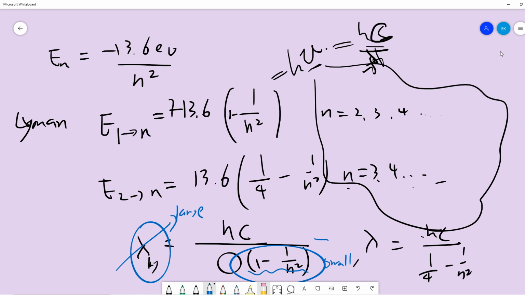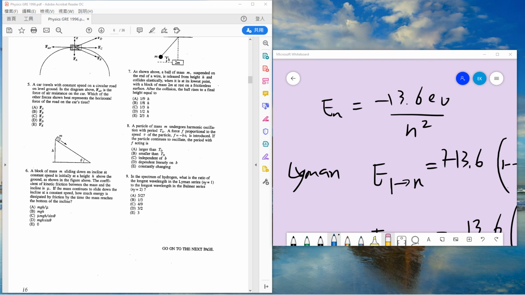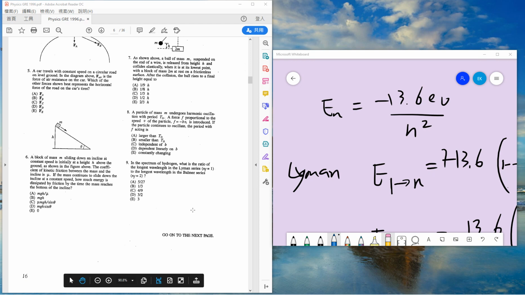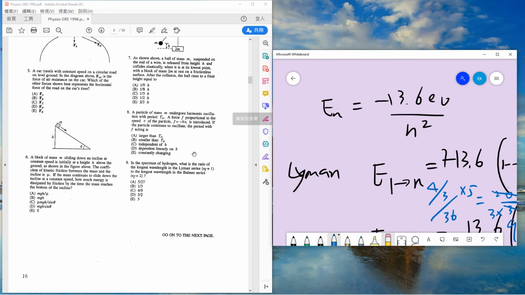So for the first, it's 1 minus 1 over 4, and for the second, it's 1 over 4 minus 1 over 9. Okay, so we have the answer. Basically, this is 3 over 4, and this is 5 over 36. So we do the ratio, and we get 5 over 27. So the answer is A.